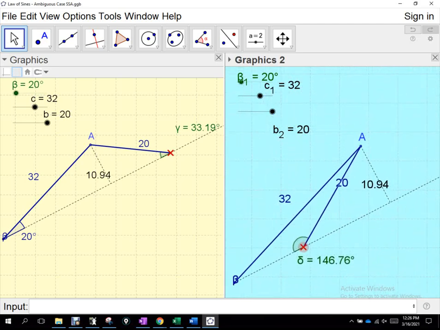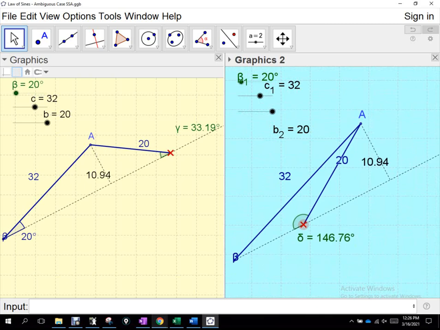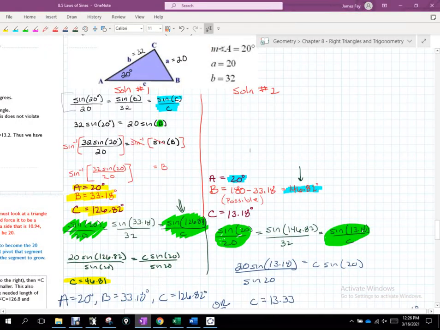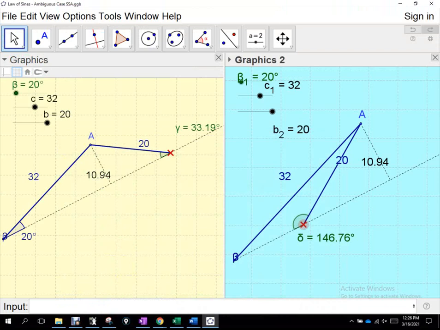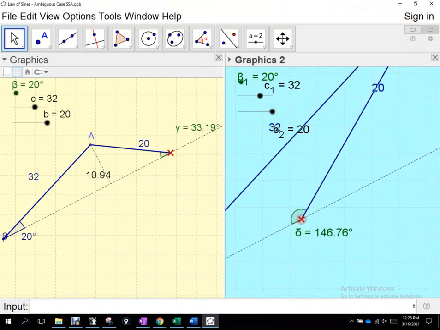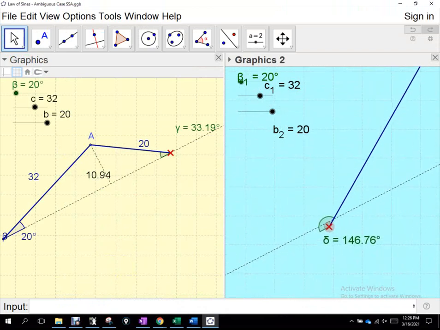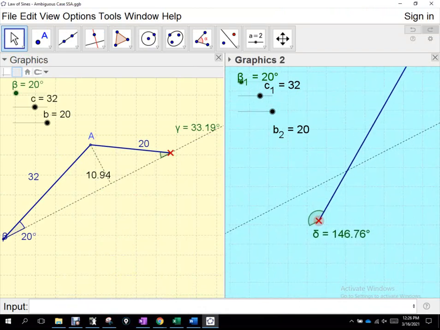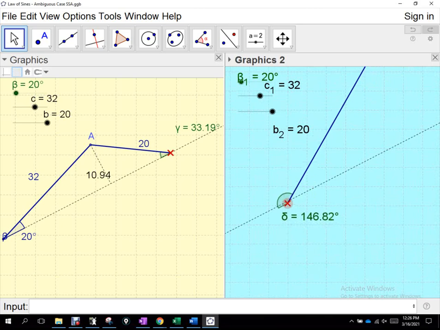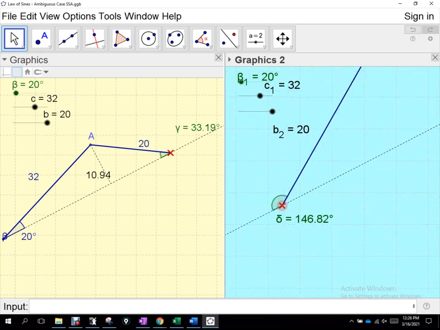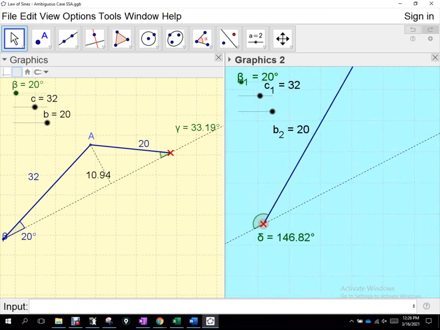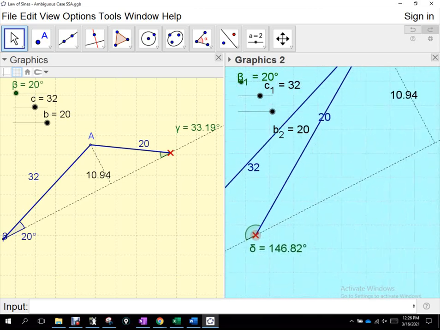Okay, 146.76. So what was the value that we came up with? 146.82. So pretty close. Now they would equate. Obviously, if I zoom in, you guys can see far enough, I'm really not on that line, right? So let's see if we can make it better. And there, we made it better. So there we see the supplements of those things, right?